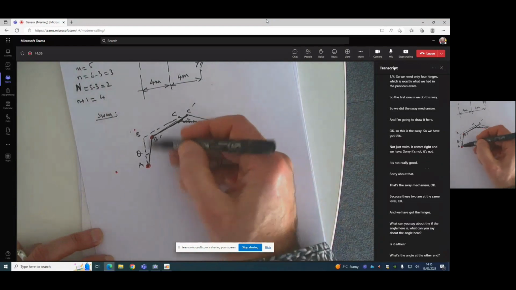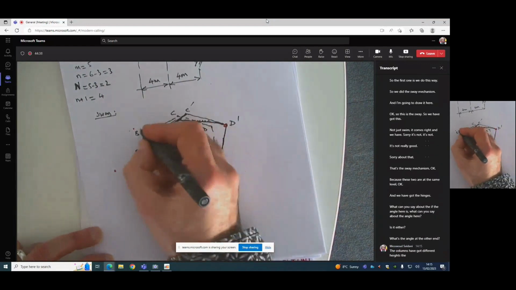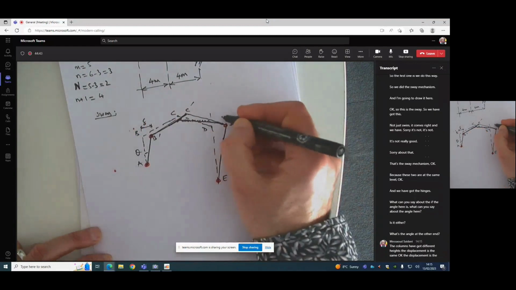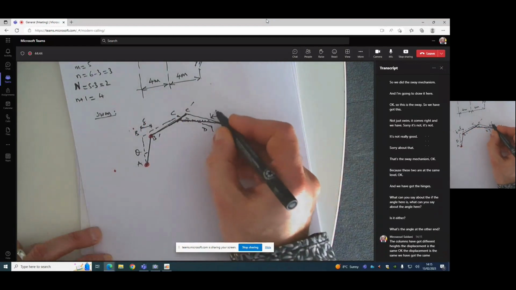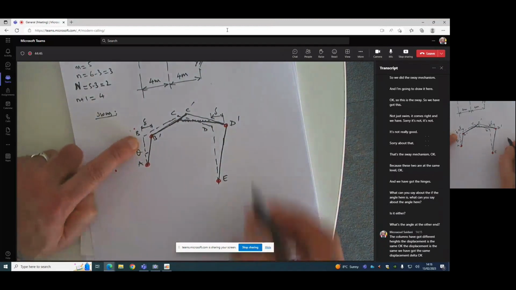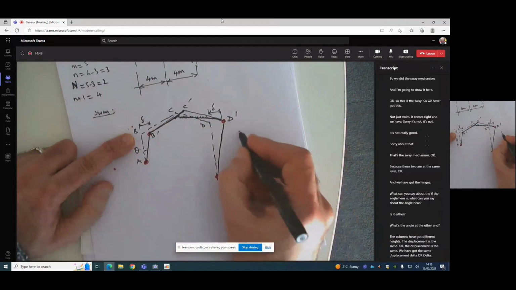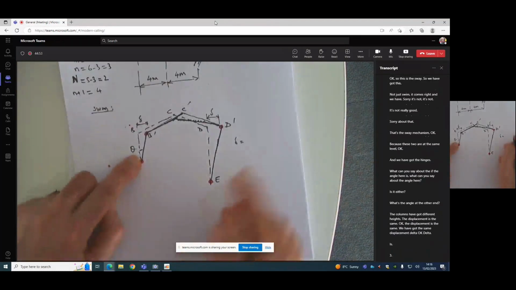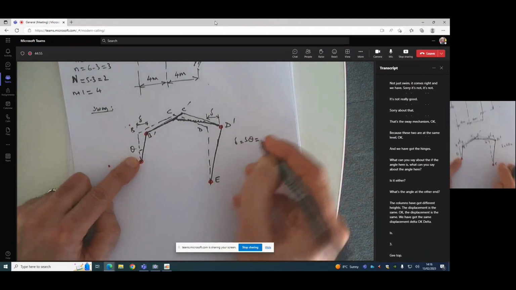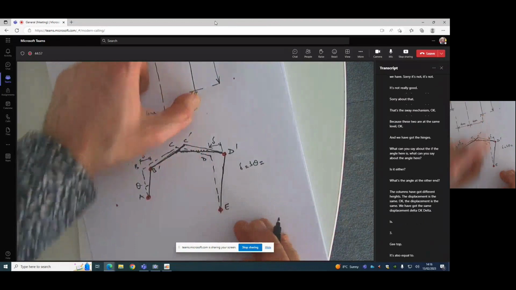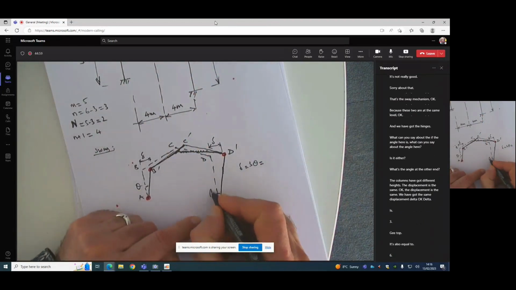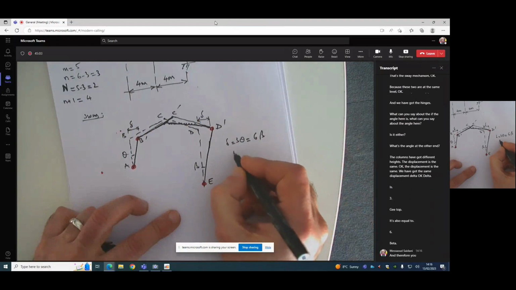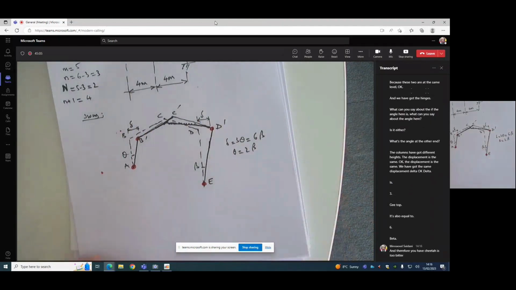The columns have got different heights. The displacement is the same, okay? We have got the same displacement, delta. Delta is 3 theta. It's also equal to 6 beta. And therefore, you have theta is 2 beta, or beta is half theta.